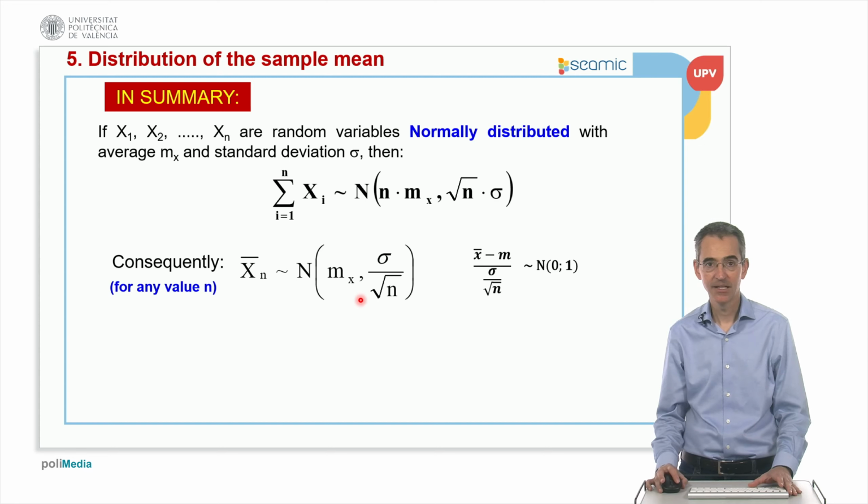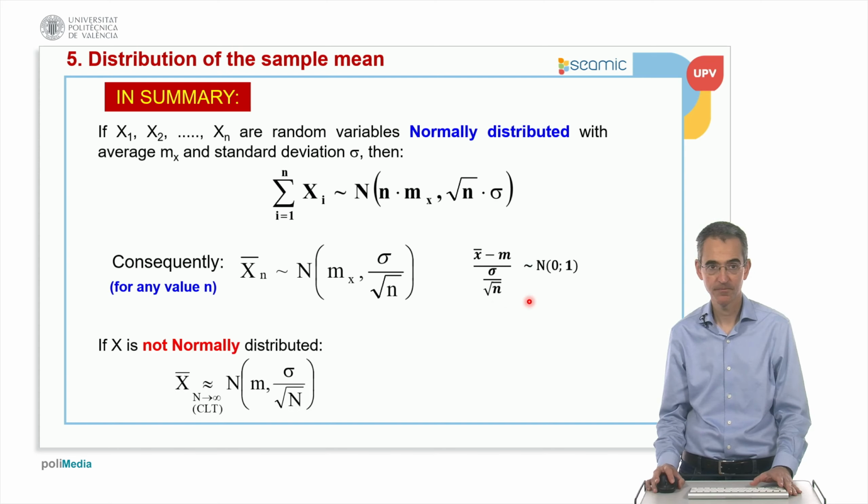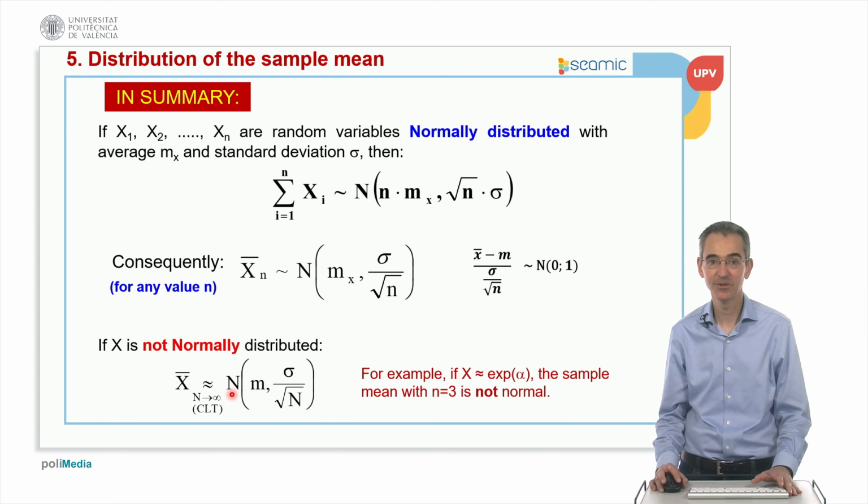Then we can standardize this formula, and we have that the sample mean minus the population mean, divided by sigma divided by the square root of n, will follow a standard normal distribution. So in summary, if the variable is not normal, only when the sample size is big enough will it tend to be normal. For example, if x is exponential, with just 3 values, it will not be normal.